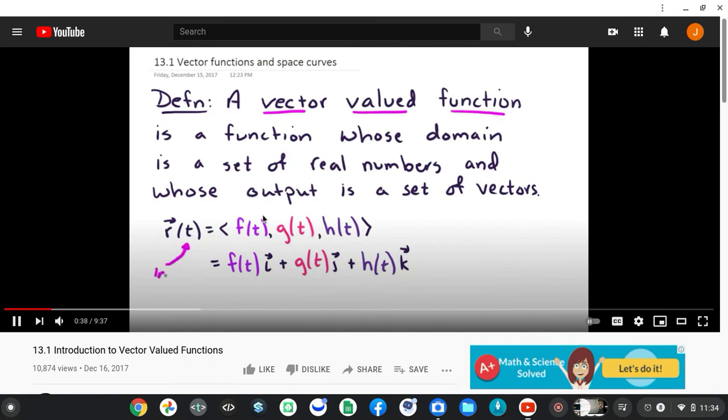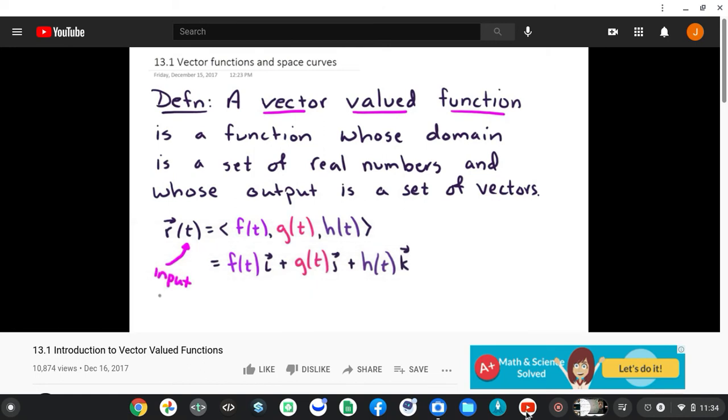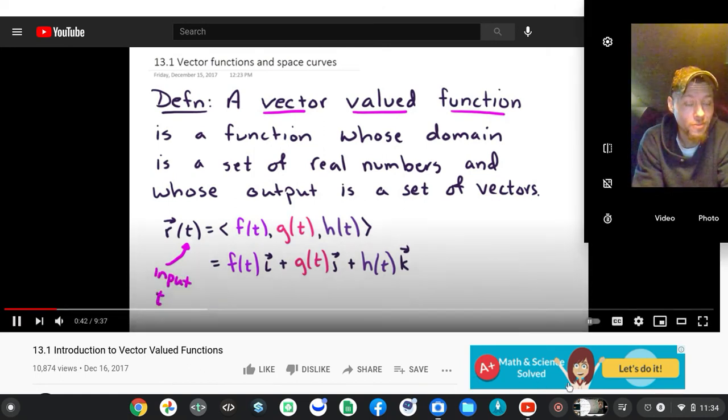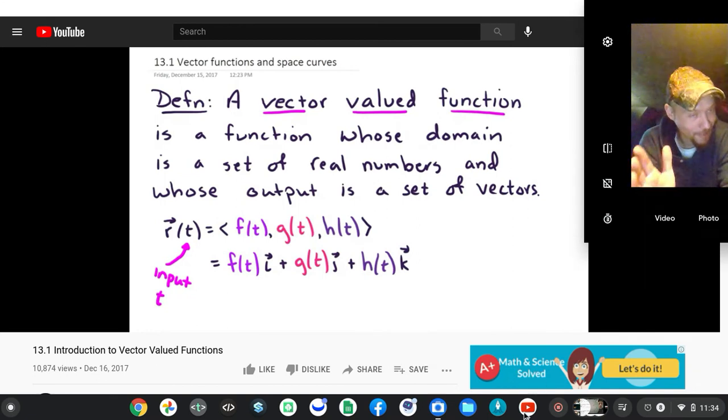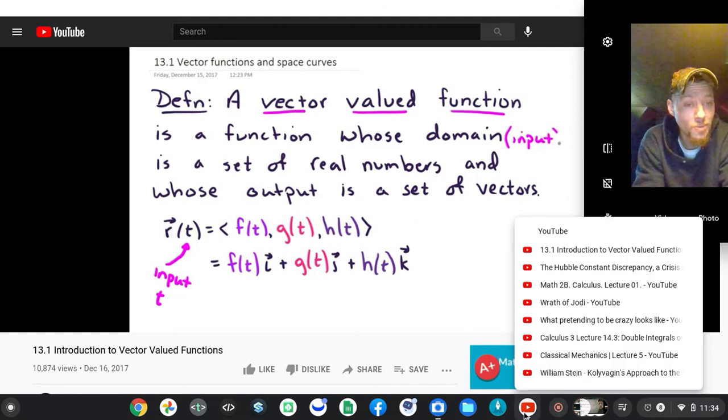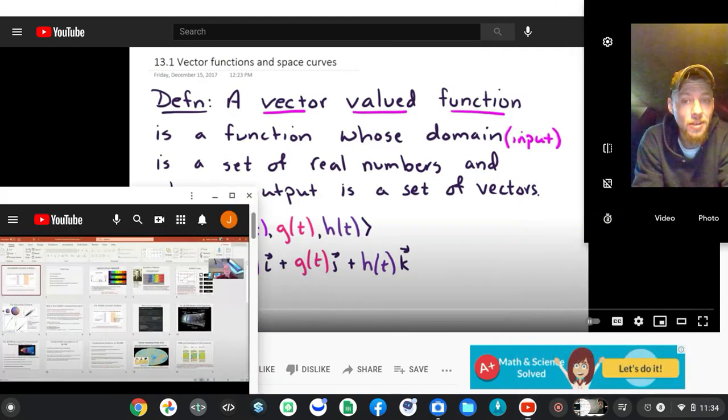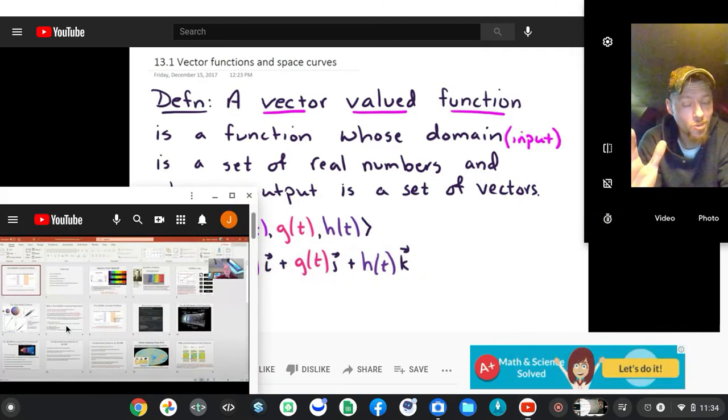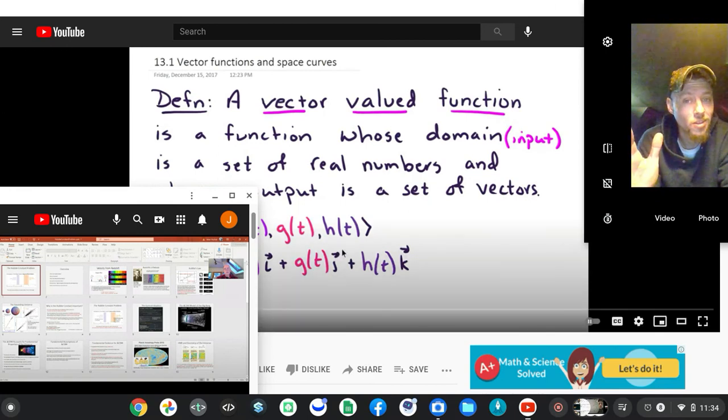There's stuff about the math that's super critical here. That's what we mean by the domain. The domain is the set of input values. We're going to talk about a domain that is a set of real numbers. So what we're going to put in is a t value that's a set of real numbers, and what we get out is a vector.